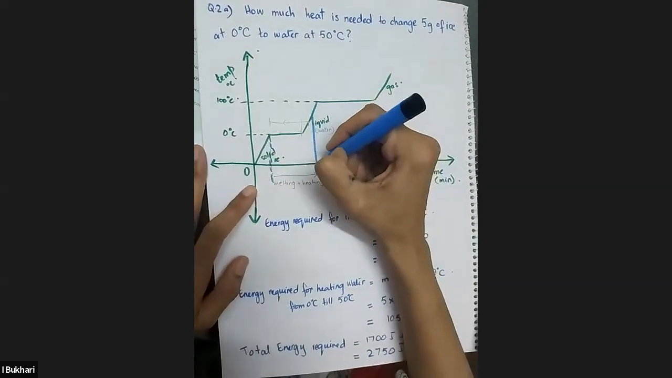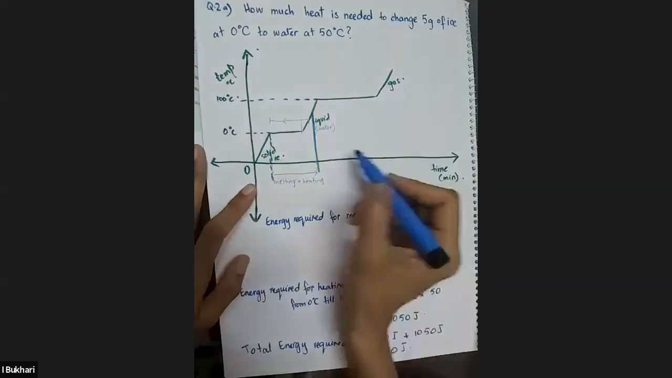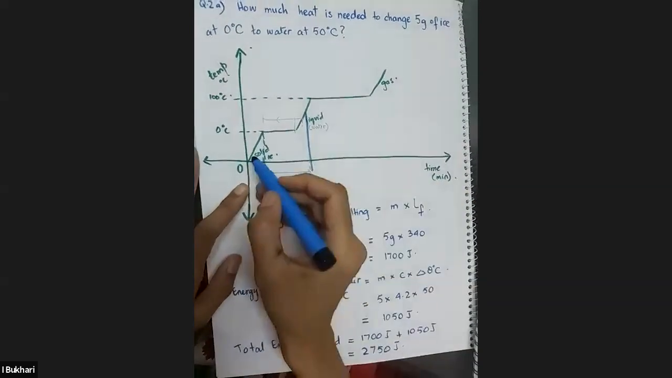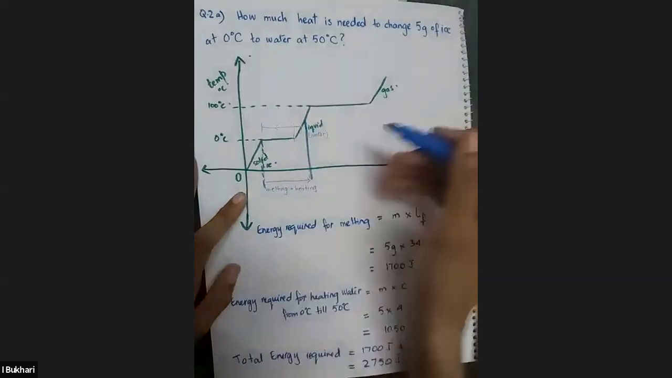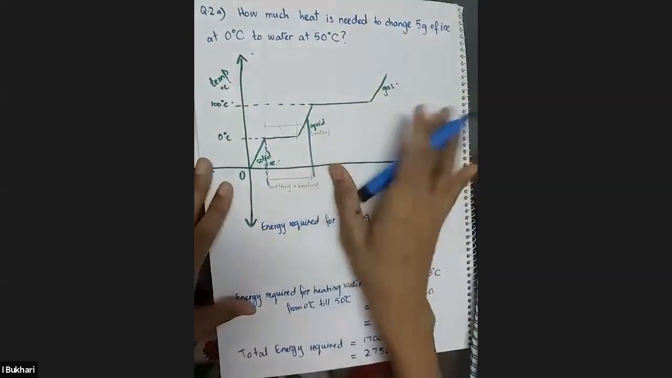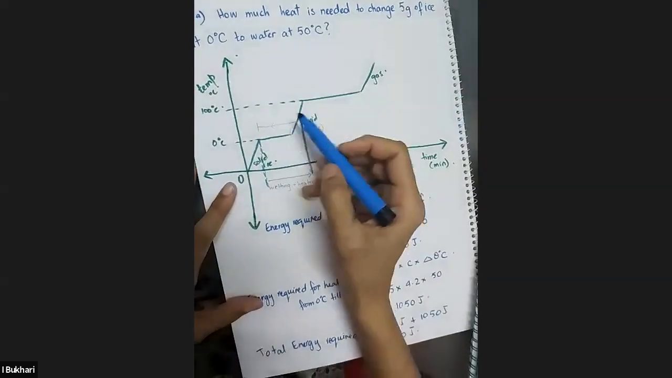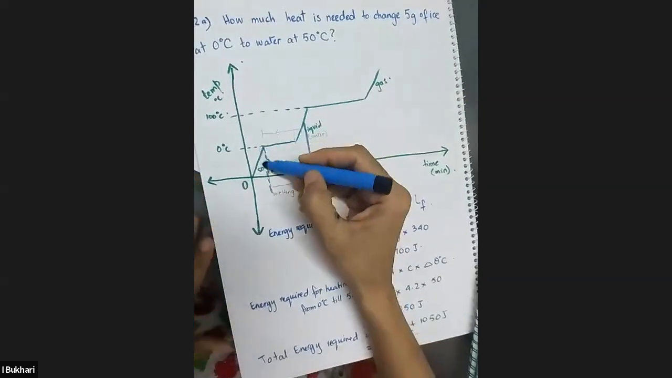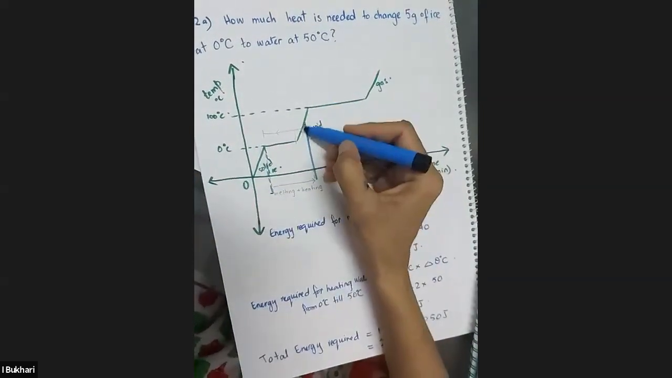So here, yes, Mirab, I have made the same mistake. Sorry about that. Okay, you can correct it. But it's helping me and you know, it's helping us. So we are good. So ice at 0 degrees Celsius is here to water at 50 degrees Celsius.